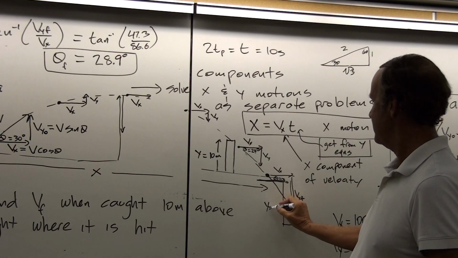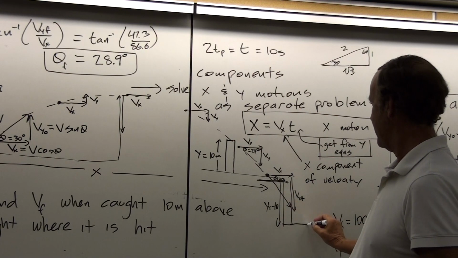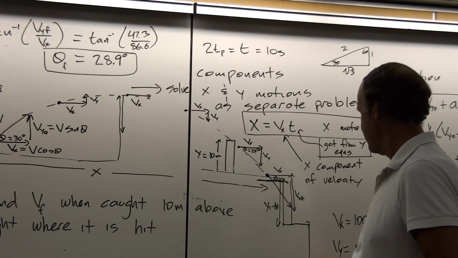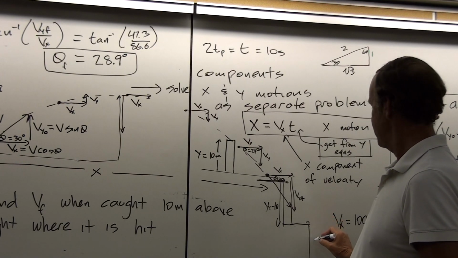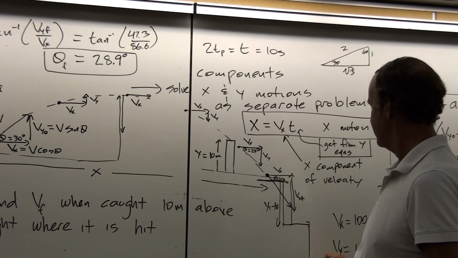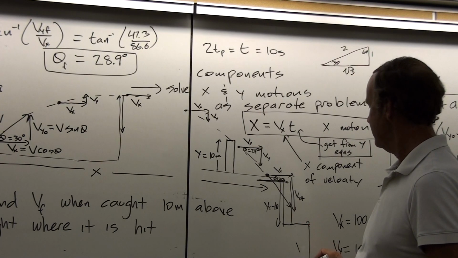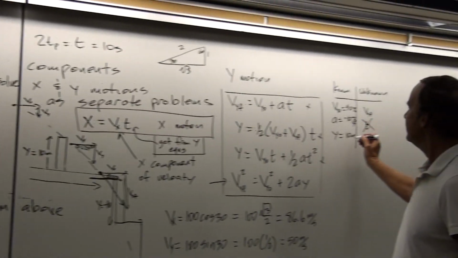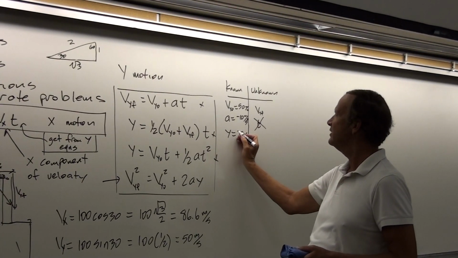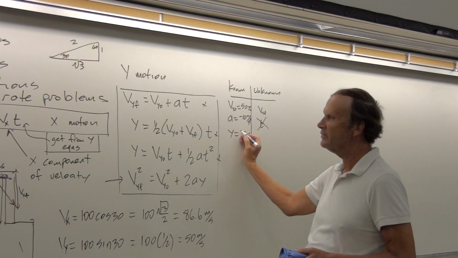It's going to be going faster than 100 if it's down here. And y would be minus 10 at this point. Okay, so the x component would be the same, 86.6, but the y component would be more than minus 50 in the negative direction. The angle would be more than 30. And when you plug in, the only thing that would really change is that you'd have a negative sign here. The y displacement would be negative 10.